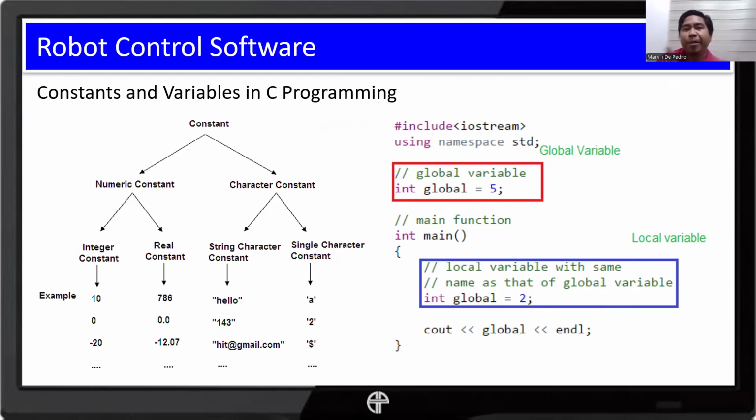There are two main types of variables in C. We have the global and the local. As you can see, the global is a variable that is defined outside a function, especially outside our main function, right? So that means you can use it in any part of your code, unlike the local variable, which is defined inside your function.